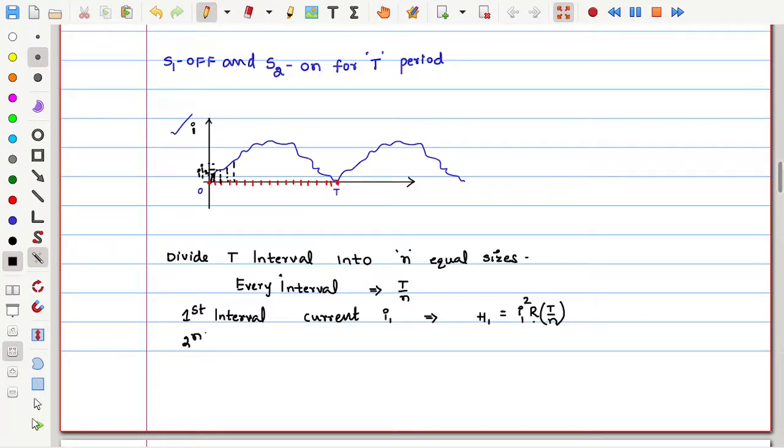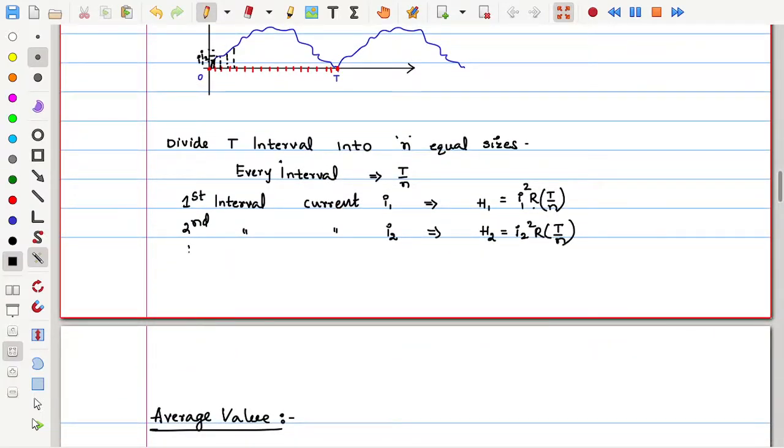Similarly, for the second interval, current is I2. If I know current I2, I can find its corresponding heating effect: I2 square into R into T by n. Why? Because every interval is divided into this size, T by n. So like this, for the nth interval, current is In. How much is its corresponding heating effect? Hn is equal to In square R T by n.